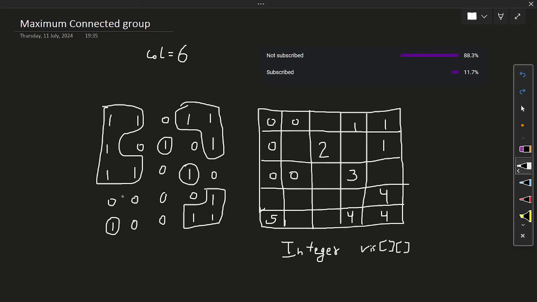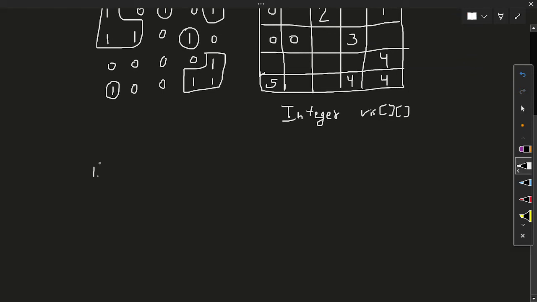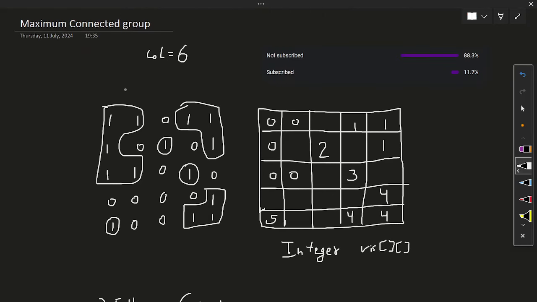So this is the first step. What is the first step? Fill the visited array using the flood fill approach with the value color. So what is the next step? While maintaining this visited array, we also have to maintain an array which will tell us the size of the component.